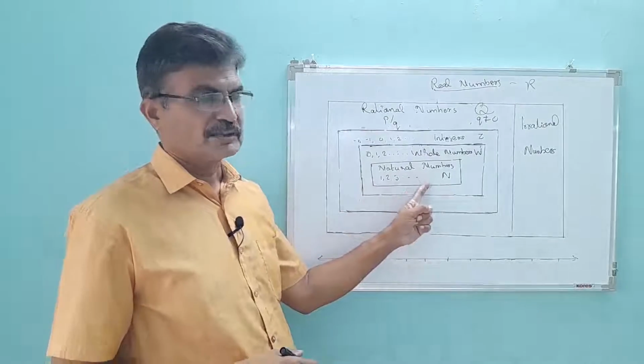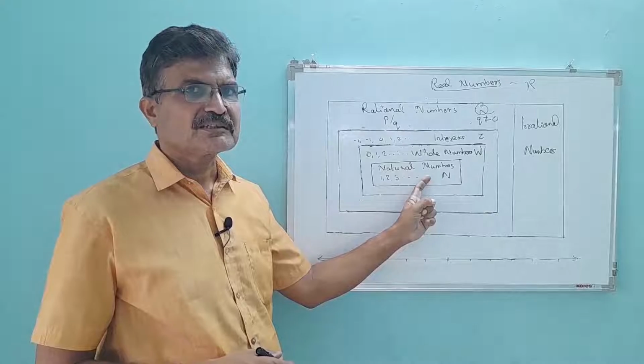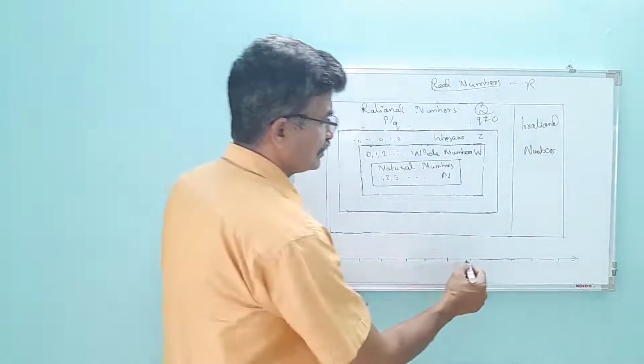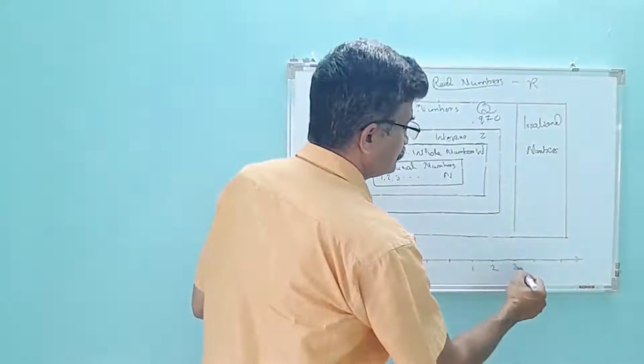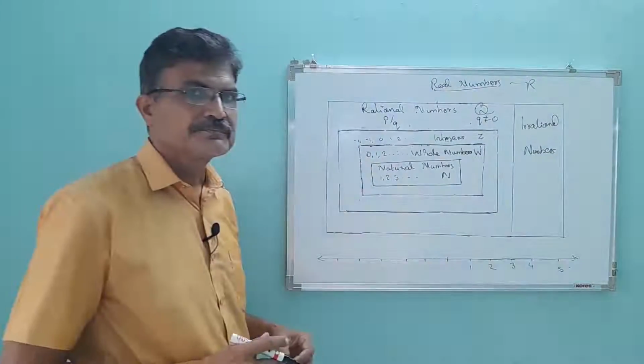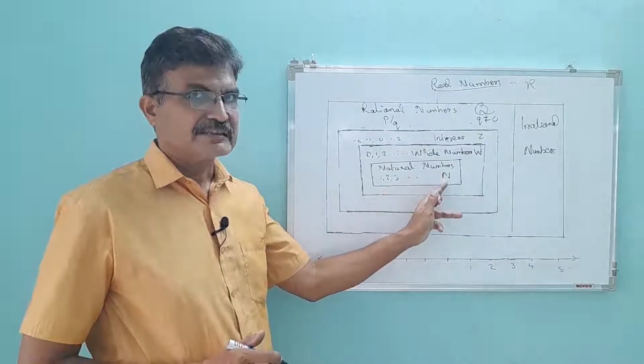First, set of natural numbers. It is denoted by the letter N. Set of natural number is a set of counting numbers. 1, 2, 3, 4, etc. The counting numbers. It is denoted by the letter N.